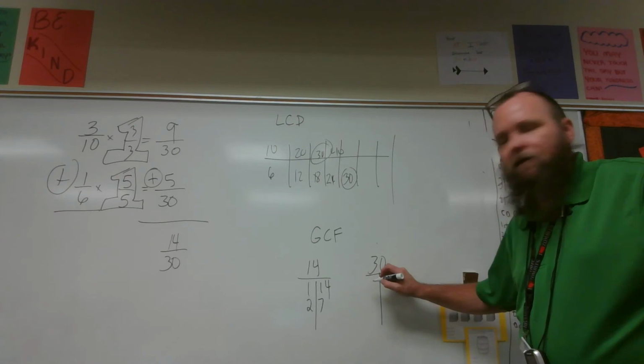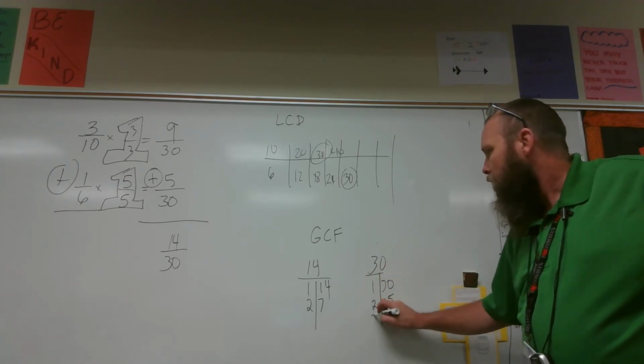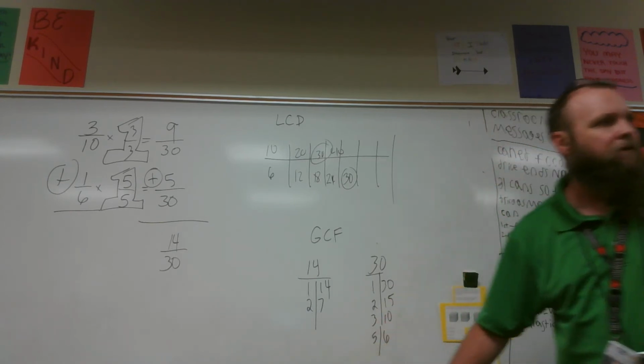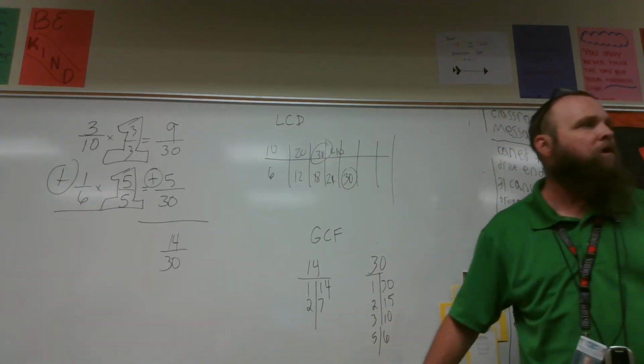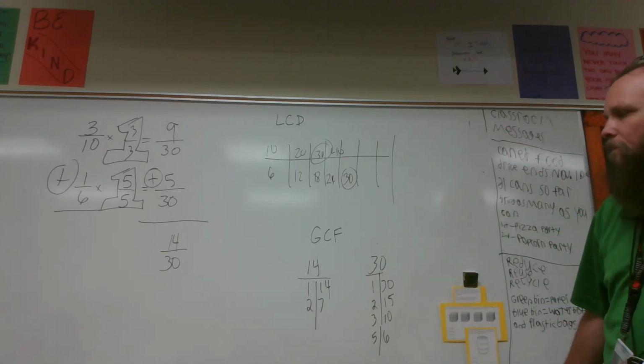Okay, stop. Slow down. 30 is good. 1 and 30. 2 and 15. 5 and 6. 3 and 10. Gosh, stop yelling all the time. I know you know the answers. Don't yell them out. What do they have in common, Ava?